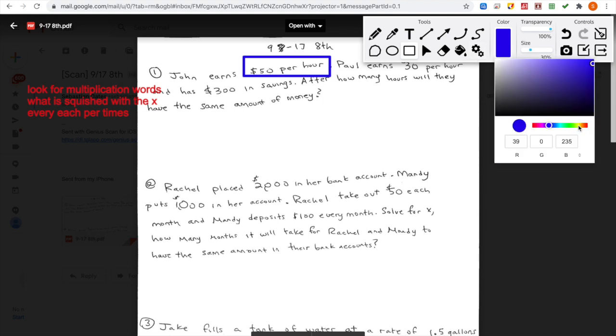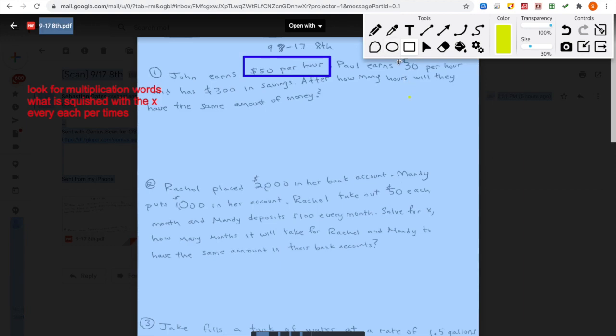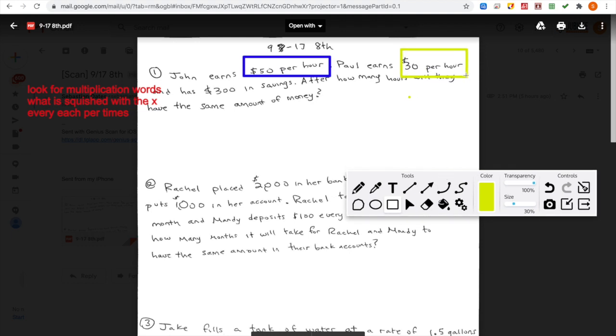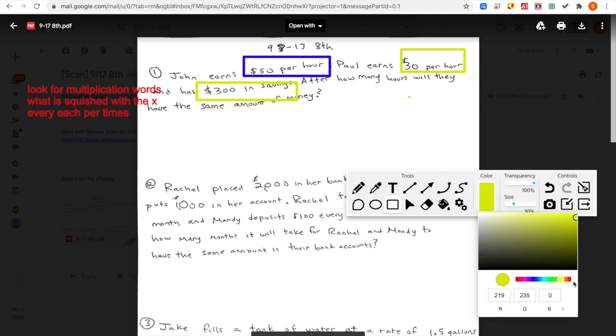Now I'm going to take a different color. I'm going to do all of Paul's numbers. Paul earns $30 per hour and has $300 in savings. So I don't see an extra number for John anywhere. So, I mean, that's okay. That just means John doesn't have anything in savings. So I see that I have this $30 per hour. That means the 30 is going to be squished with the X. And that means on the other side, this 50 is going to be squished with the X.